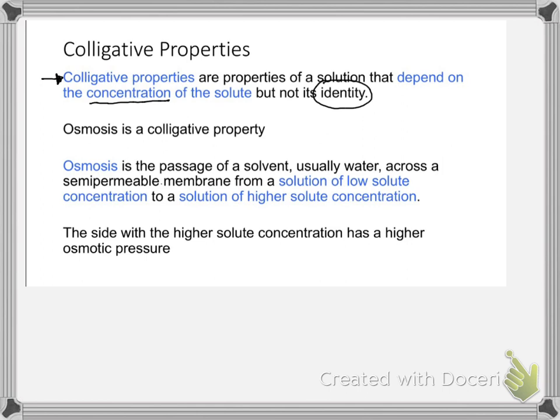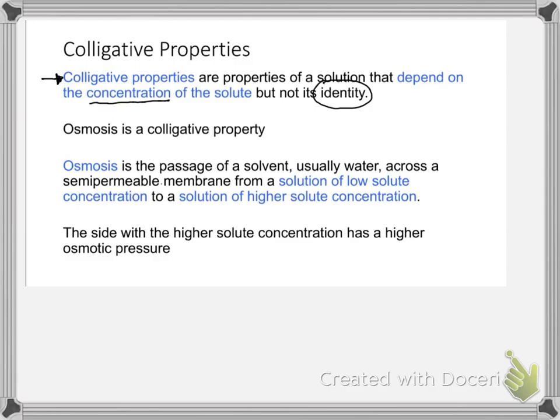So for example, if you had sucrose, or let's just say sugar, or if you had table salt, these colligative properties don't depend on if it's sugar or table salt, but instead the concentration of the particles in that sugar or in that table salt. So this is something that depends on how many particles are present, not what those particles are. And that's what a colligative property is.